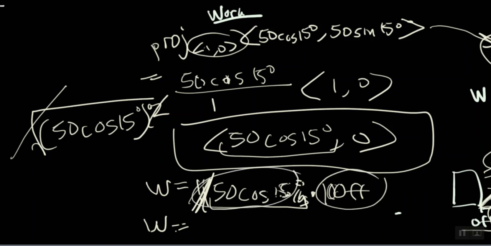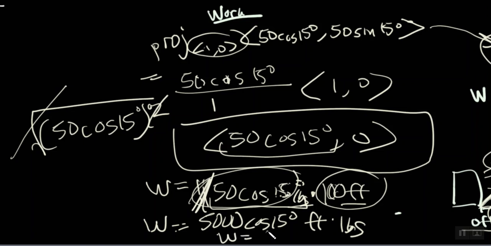Now we can actually use a calculator to solve for this. So we get 5,000 cosine 15 degrees, and the units for work in this case are going to be foot-pounds. Now we can type this into a calculator, so make sure that your calculator is in degrees. 5,000 cosine 15 is going to be, work is equal to 4829.6 foot-pounds. And that's actually our final answer.